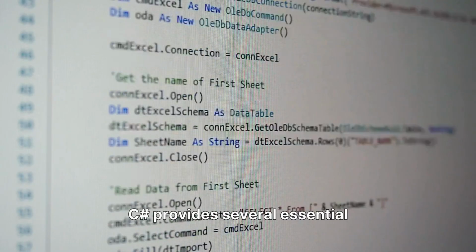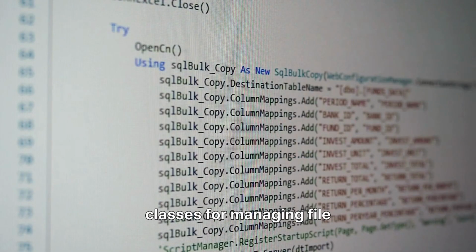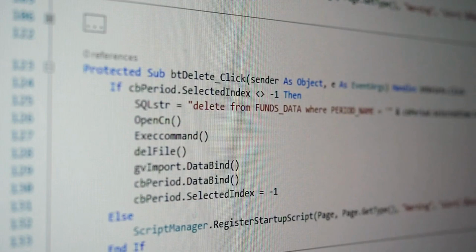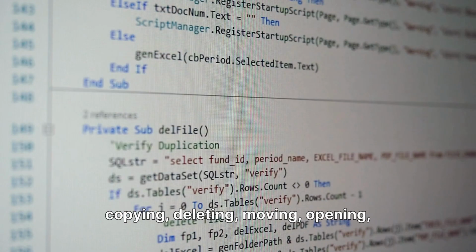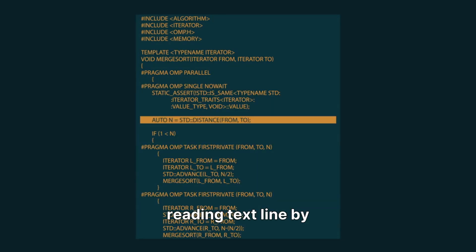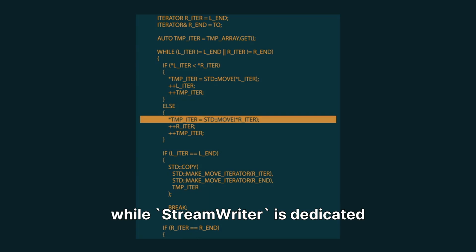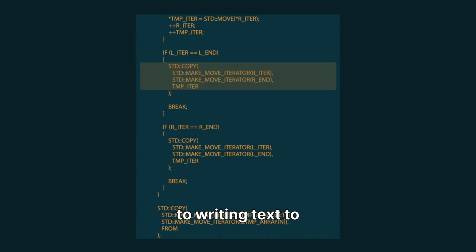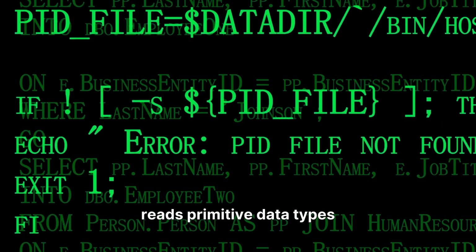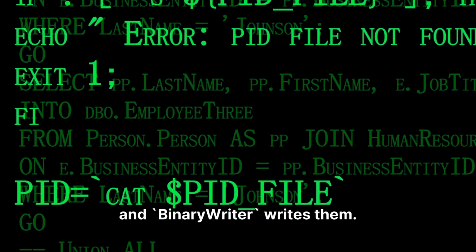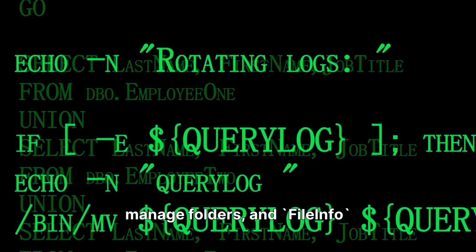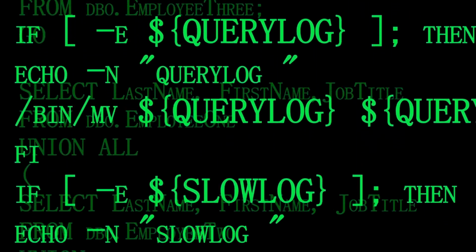C# provides several essential classes for managing file operations. The File class offers static methods for creating, copying, deleting, moving, opening, and closing files. StreamReader is used for reading text line by line from a file, while StreamWriter is dedicated to writing text to a file. For binary data, BinaryReader reads primitive data types from a binary stream, and BinaryWriter writes them. The Directory class helps manage folders, and FileInfo provides properties for file manipulation.